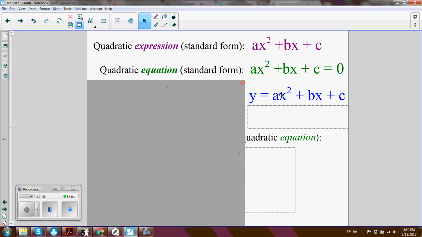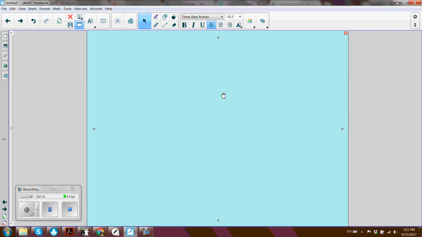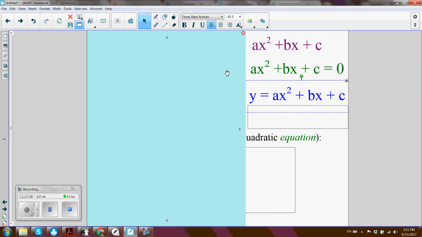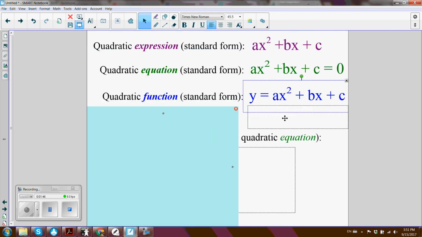Now, the blue guy here, he is also a quadratic equation, but he's a special type of quadratic equation. He's an equation with an input variable and an output variable. See this equation up here, he just has one variable. So there's no input-output thing going on. But this guy has an input variable and an output variable. So we don't just call him an equation. The input-output scenario, that is when we call it a function. So this is a quadratic function in standard form.